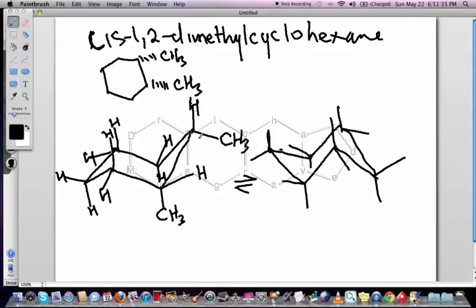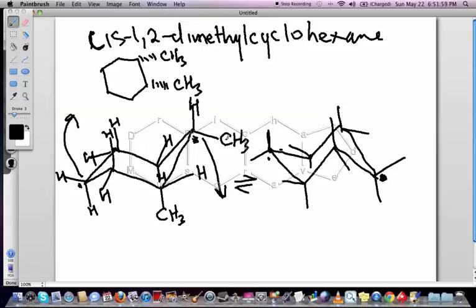Alright, so I'm going to mark this carbon here with a star, and I'll mark this carbon here at the end with a dot. During the course of the interconversion, what's going to happen is this will move down and this one will move up. So this will be the dot carbon and this will be the star carbon. So all the carbons will remain connected to the carbons they were already connected to.